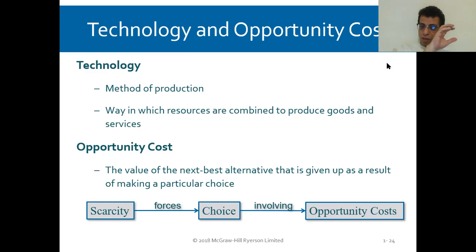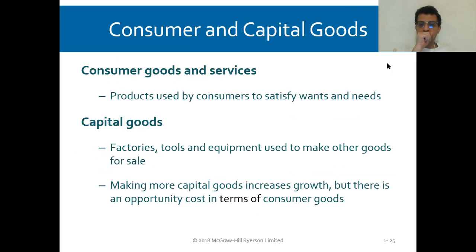So scarcity, because you have a limited amount, $10, and whether you buy a sandwich or get on the bus, forces you to make a choice. My choice was getting on the bus, and the opportunity cost is involved with that choice. Now, consumer goods and services are products used by consumers to satisfy wants and needs. So if I'm hungry, I buy a sandwich. This is a product that I bought as a consumer and it satisfies my hunger.